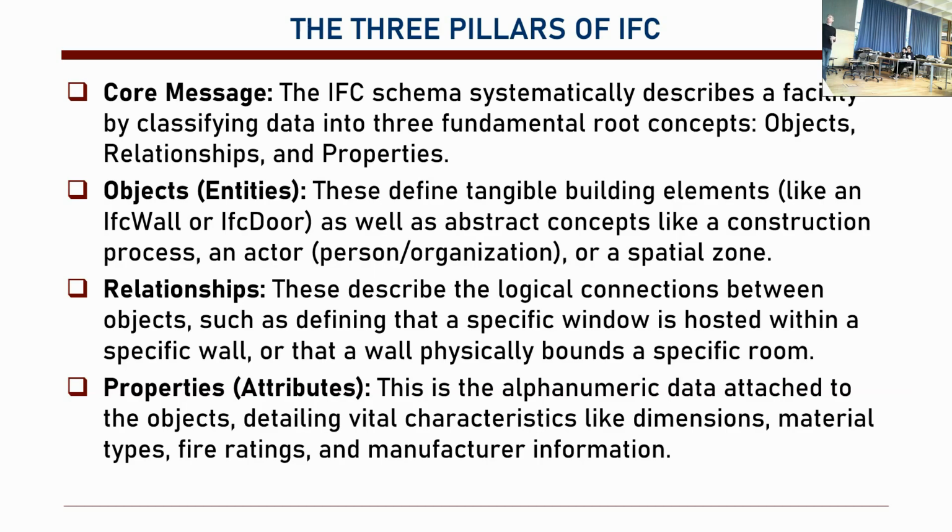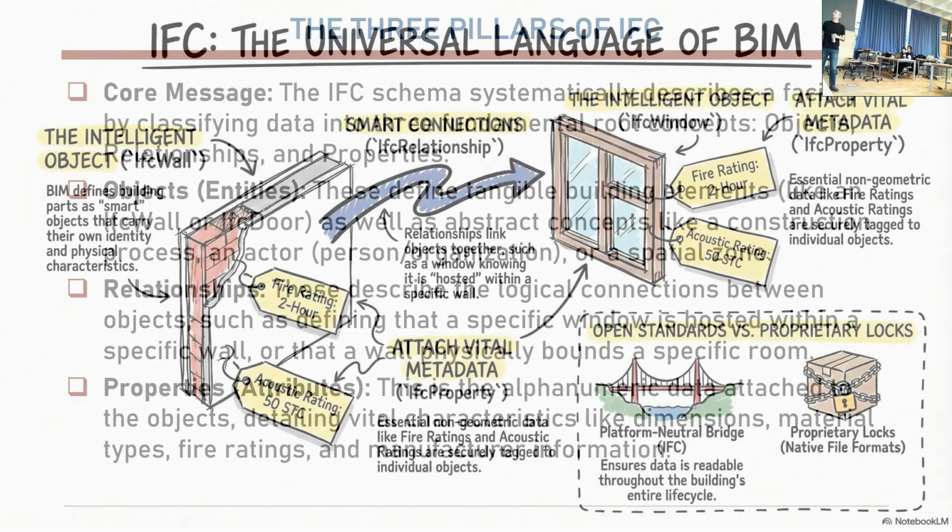Or you have properties, like this wall is made of concrete. This wall has a fire rating of that. Okay, or this door is made by this manufacturer. So you can put all these: objects, relationships, and properties. So this is the idea. This is how the whole thing works.